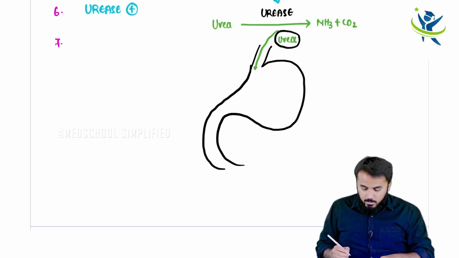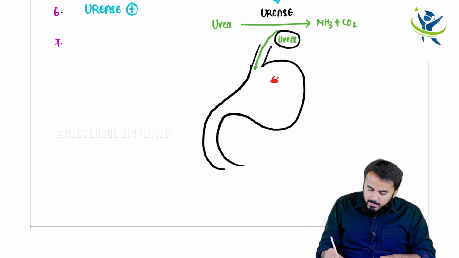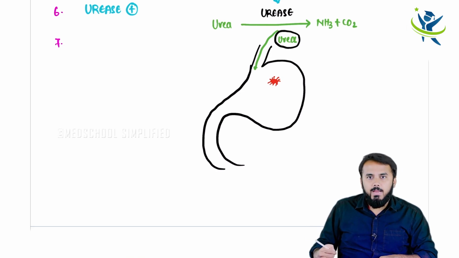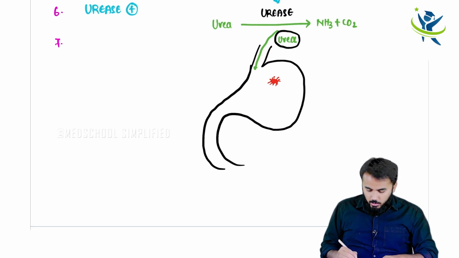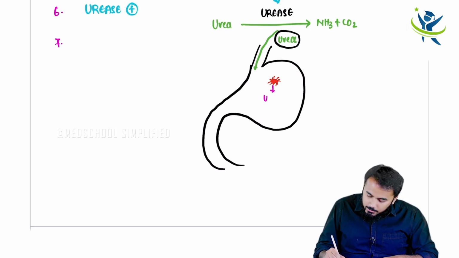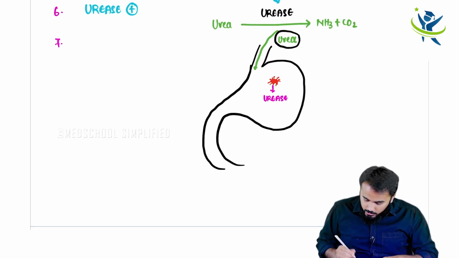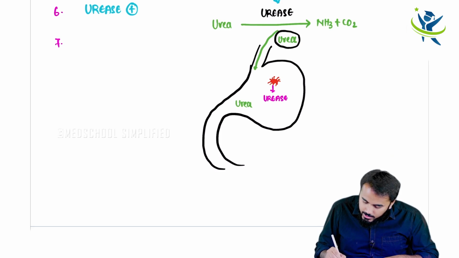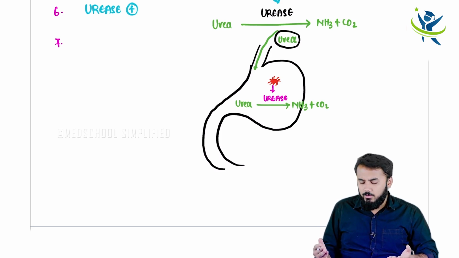Now after giving urea, let us say this is the H. pylori bacteria. H. pylori bacteria releases the enzyme urease. So when it releases urease, the urea you are taking from outside gets converted into ammonia plus carbon dioxide. Fine. So how am I going to find it?